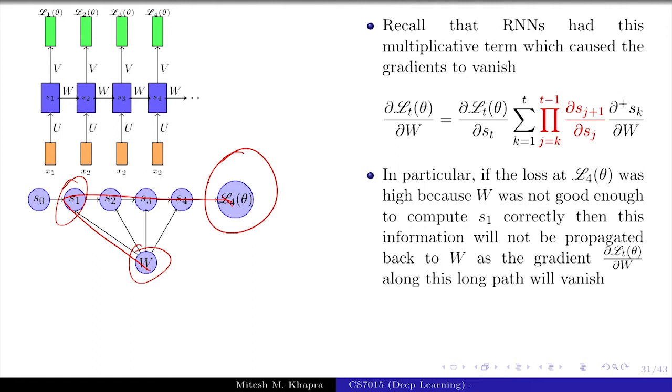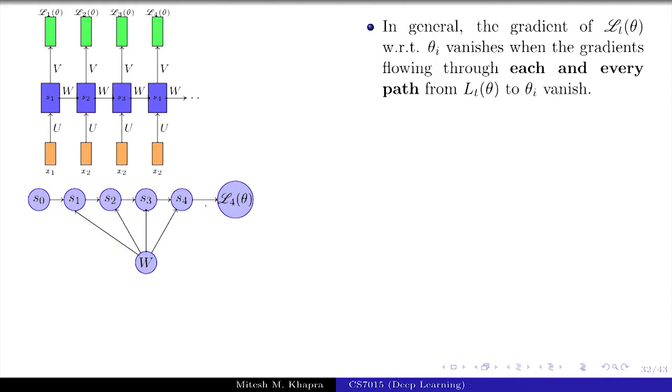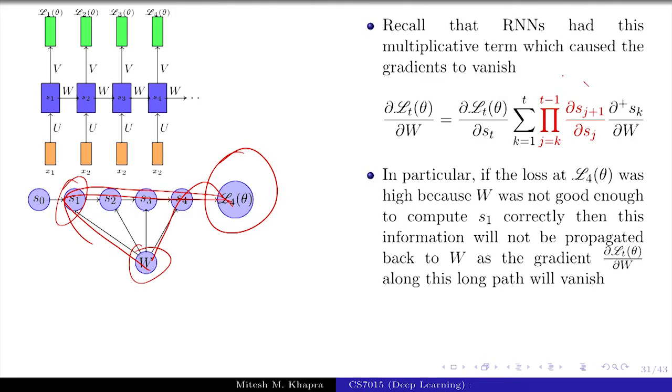That information is already going from here, but this information is about how badly it performed in computing S4. This is not how badly it performed in computing S1. So that information has to travel to W all the way through S1. And that was not happening because this path, don't look at the bullets, this path was actually vanishing, right? That's what this multiplicative term says. As the number of time steps increases, that path would vanish.